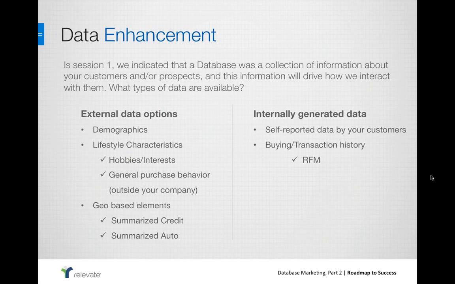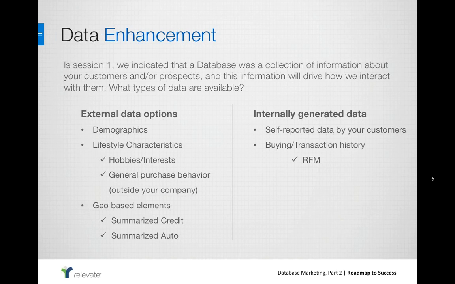We previously indicated that a database is a collection of information about customers and or prospects. This information can help you determine how to market and to whom. So what types of data are available to us and how can they be beneficial? External data usually comes in the form of things like demographics, such as age, income, marital status, home ownership, occupation, presence of children, etc., and lifestyle characteristics, hobbies and interests of people, such as do they like photography, travel, sports, reading, etc.